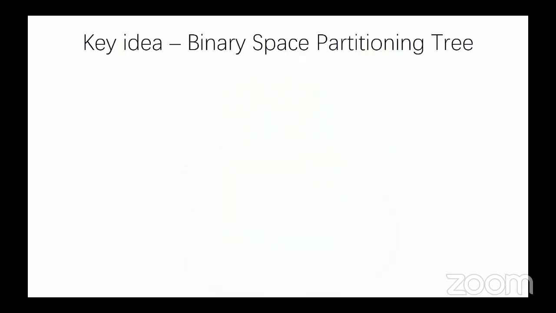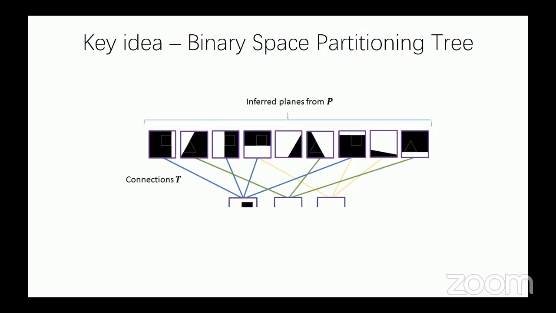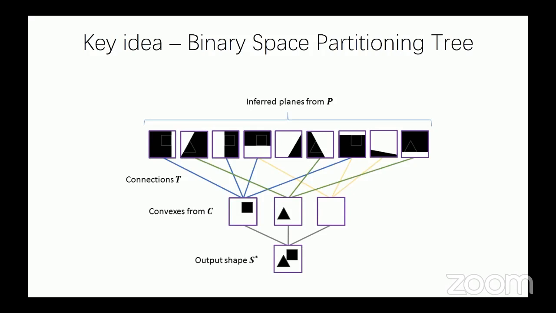Our key idea is derived from binary space partitioning trees. Given a set of oriented planes, and the connections to group them, we can compute the intersection within each group to obtain convex shapes, and then take their union to construct the final output. The entire process is based on CSG operations, hence the output shape is a polygonal mesh.